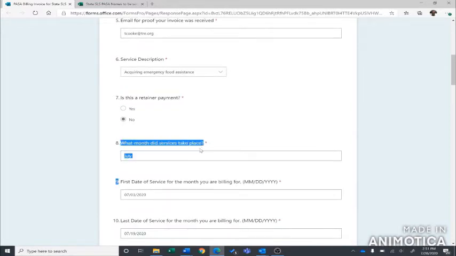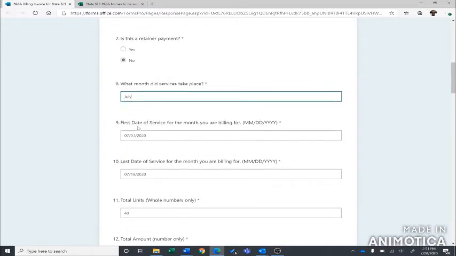What month did services take place? Pretty straightforward. If I'm billing for July and that's when services took place, I should put July in there. Date of services, first and last date of services. It's important that you use the notation that is mentioned in the question.